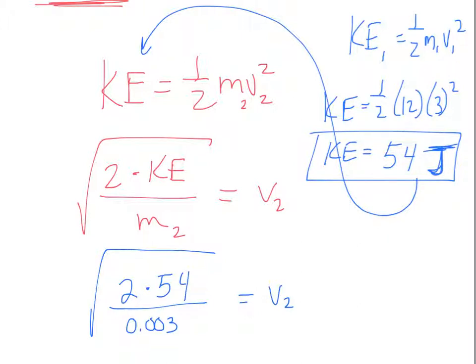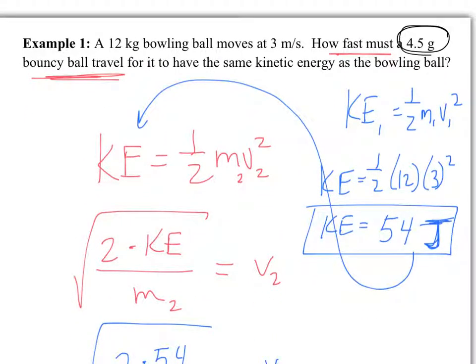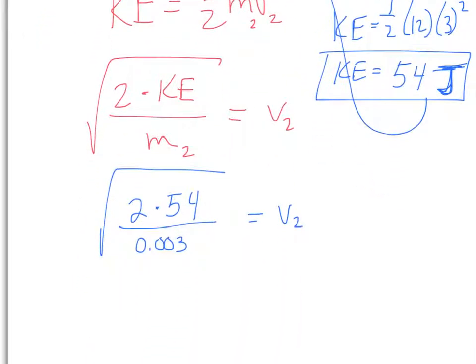Okay, the mass of the bouncy ball is 0.003. Oh, why did I get 3? I'm sorry, it's 4.5, isn't it? I'm crazy, sorry. Hold on, change that. It was 4.5 grams, so this should be 0.0045. I had the 3 in my mind from the velocity of the other one. That's the mass right there. So take your answer, 2 times 54 all over 0.0045, and then take the square root of that answer.